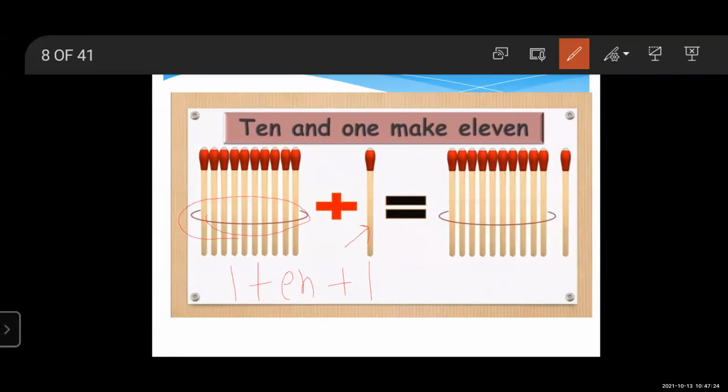Okay, so 10 means what? 10 means 10 objects plus 1 is equal to, see, here also a bundle of objects means 10 and 1 means 1. 10 plus 1, how much? 11. Okay, 10 plus 1 is 11. So 10 and 1 make 11. Understood, children? 10 and 1 make 11.